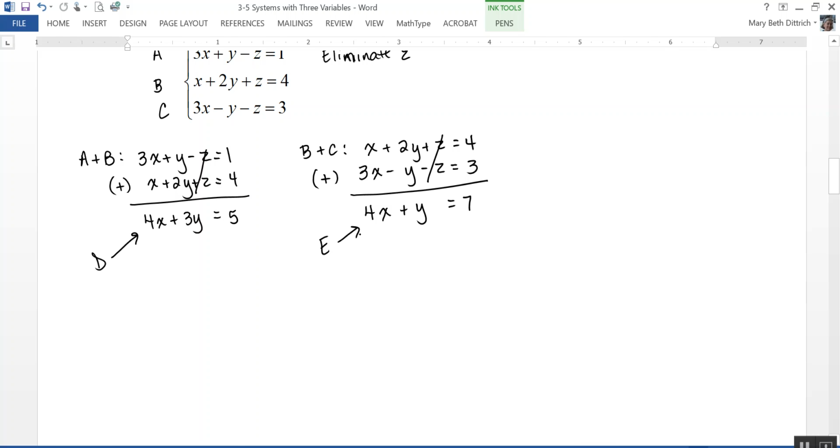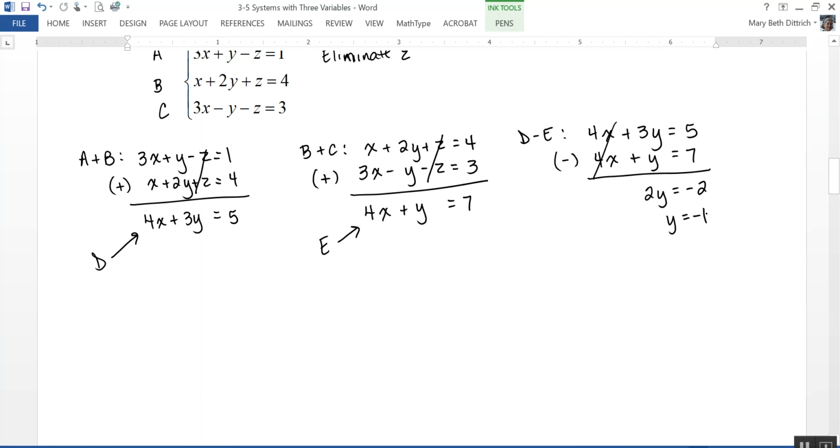Now, I want to take a look at D and E together, and notice they both have an x and a y, and I want to eliminate either the x or the y like we did several sections ago. I think I'm going to do D minus E. D was 4x plus 3y equals 5, and I'm going to subtract 4x plus y equals 7. So 4x minus 4x is 0, 3y minus y is 2y, and 5 minus 7 is negative 2, so y is equal to negative 1. I'm one third of the way there.